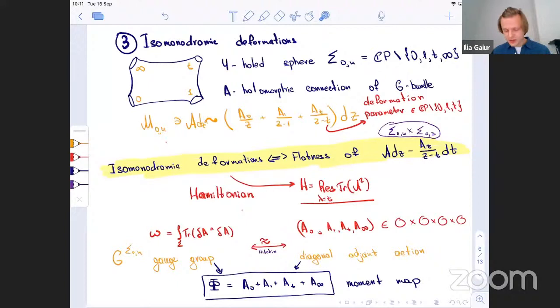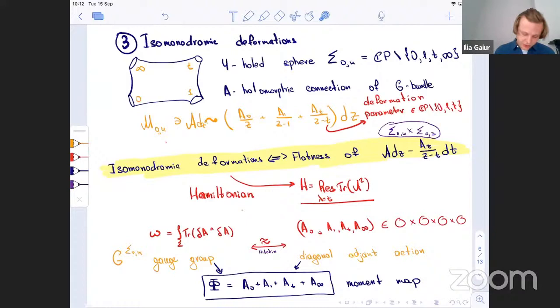So we should take the square of our connection and take a residue at the point t. So this is the Hamiltonian for these equations, and the symplectic form is given by the well-known Atiyah-Bott symplectic structure on the space of the connections with the action of the gauge group.